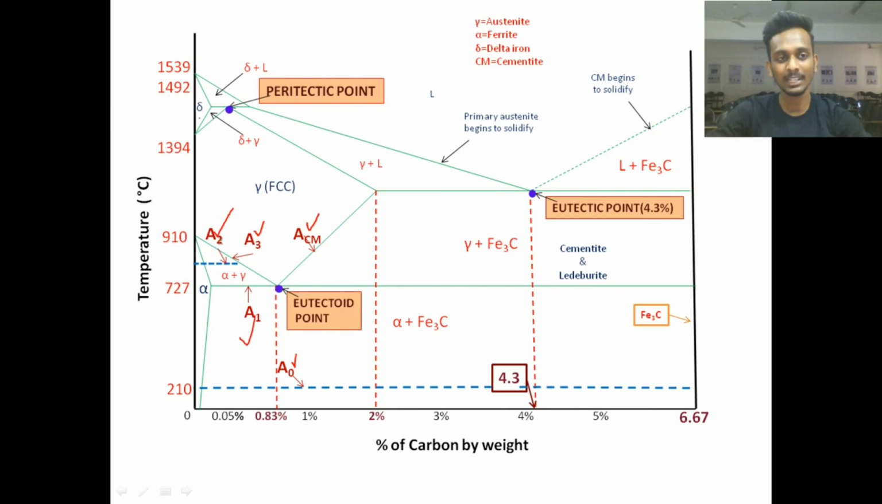Sixth, A4, that is upper critical temperature. It remains at 1400 degrees Celsius to 1492 degrees Celsius. It is the temperature above which on heating austenite gets transformed into delta ferrite.